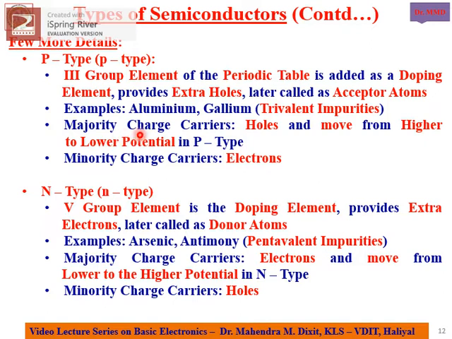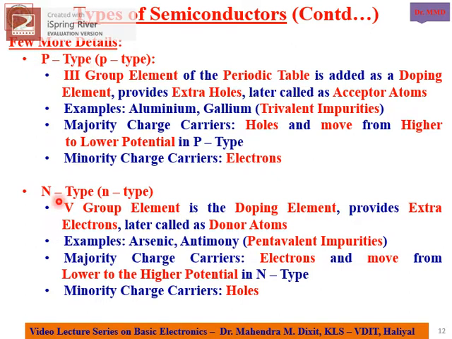The majority charge carriers in P-type are holes, and they move from higher to lower potential in P-type. And one more important piece of information is that the minority charge carriers in P-type semiconductor materials are electrons.